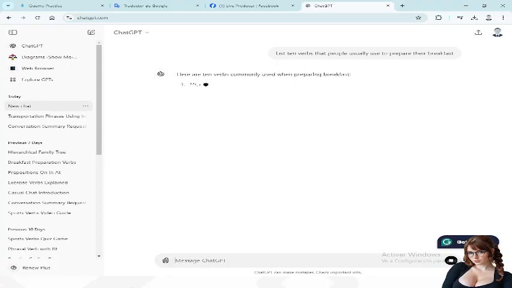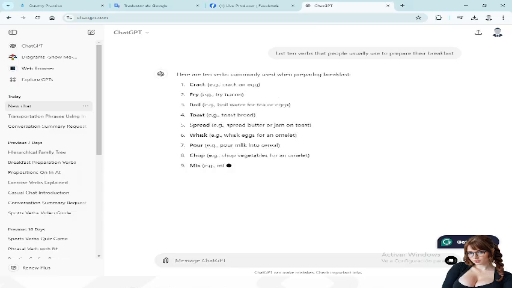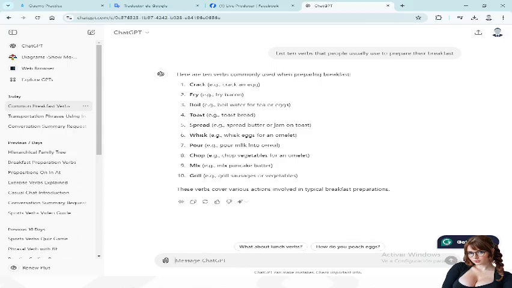Please, you should have a notebook and write the word and the meaning of each word. In that opportunity, we need to write the meaning of each verb and write 2 sentence examples. Okay. Crack. We usually use that verb when we crack an egg. But to increase our vocabulary, we need to practice each word: crack, fry, bowl, toast, spread, whisk, pour.